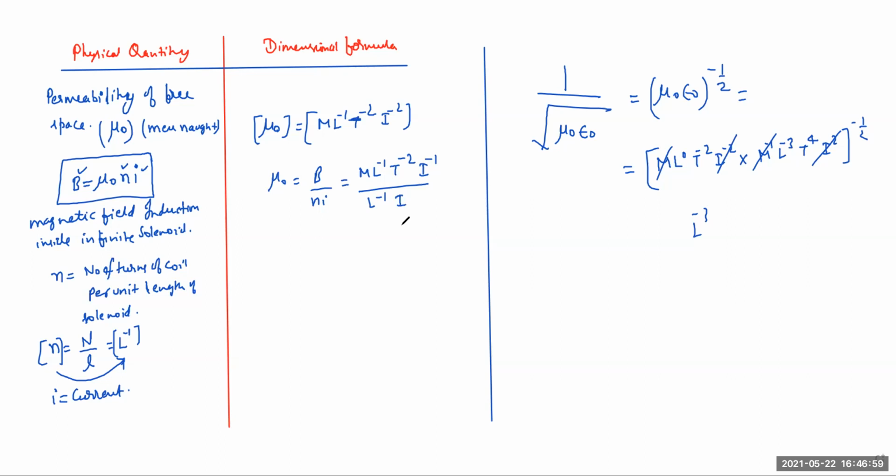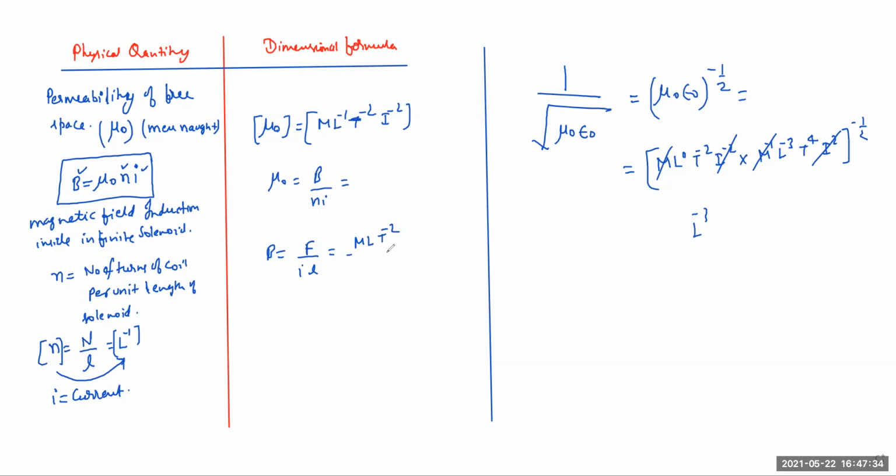And what is the epsilon naught? Epsilon naught is M minus 1, L minus 3, T4, and I2. Yes, correct. Okay, so somewhere here is the mistake. Something is wrong here. So B is I L.